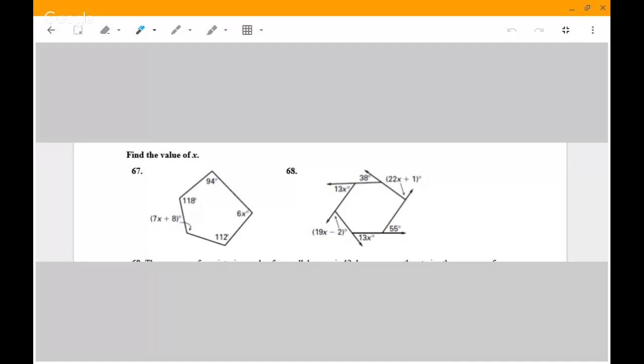Yes. So this shape has 5 sides, so your n would be 5. Because first you need to know what they should all add up to. That's the first step. 5 minus 2 times 180. That's going to tell you the total. So 3 times 180. What did you get?